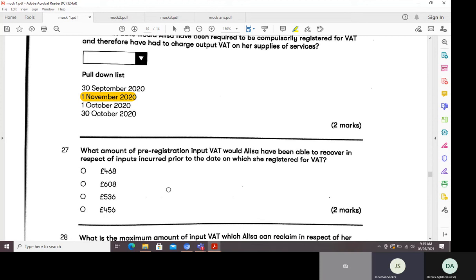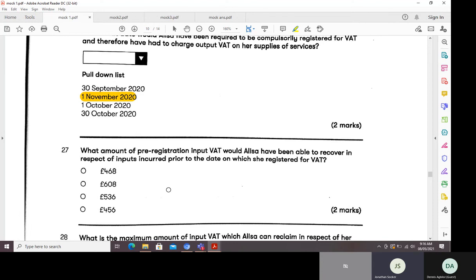So normally when you are in business and you are not registered for VAT, when you buy from your supplier, the suppliers will charge you VAT. But because you are not registered, you cannot make a claim for that VAT. But there's a rule that after you become registered, you'll be able to go back and claim those input VAT you paid. When it comes to services, you can go back 6 months.